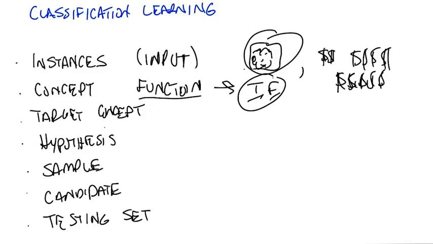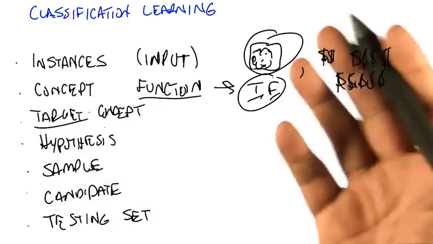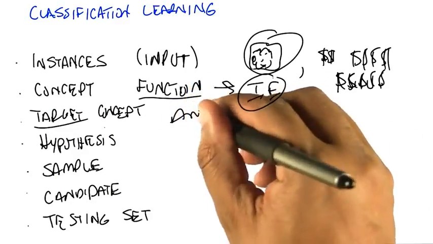So with that notion of a concept as functions or as mappings from objects to membership in a set, we have a particular target concept. And the only difference between a target concept and the general notion of concept is that the target concept is the thing we're trying to find. It's the actual answer.